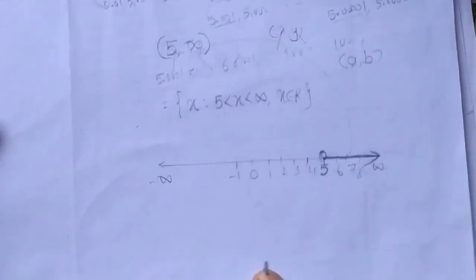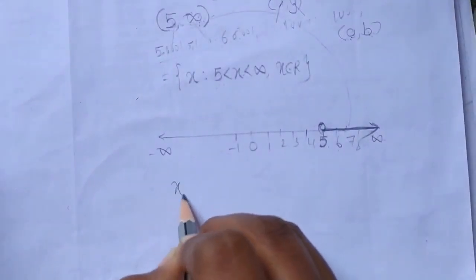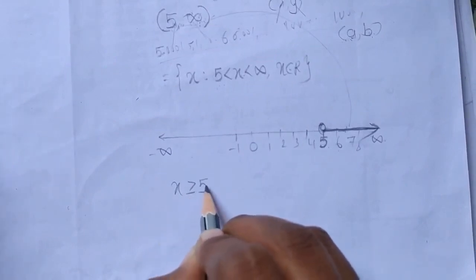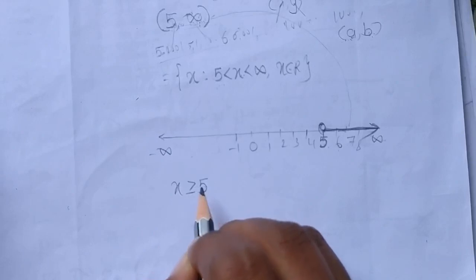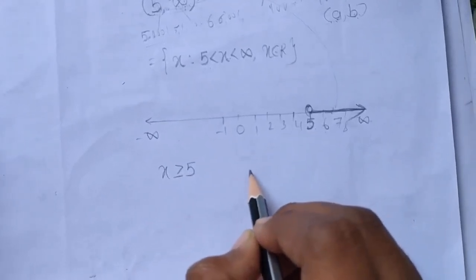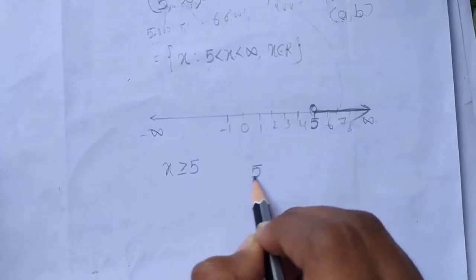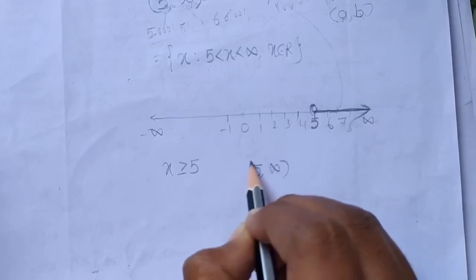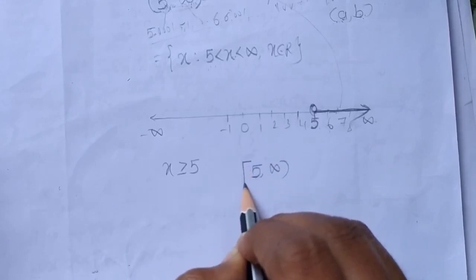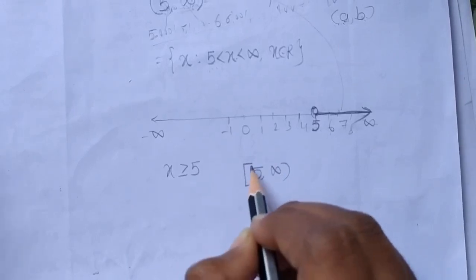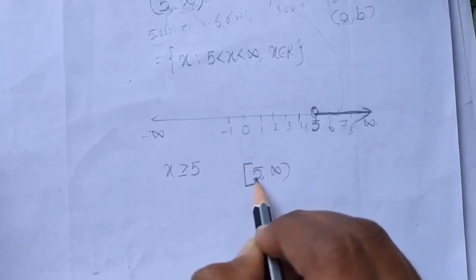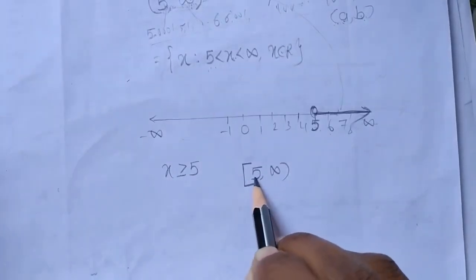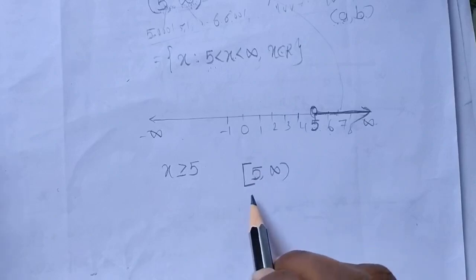Now suppose I have the inequality x greater than or equal to 5, that is 5 is also included in the solution set. In this case, we write the solution set as the set of all real numbers from 5 to infinity. 5 is also included. For that, we write a square bracket towards 5. We call this a closed interval towards 5. Closed means this end point 5 is also included in the solution set.